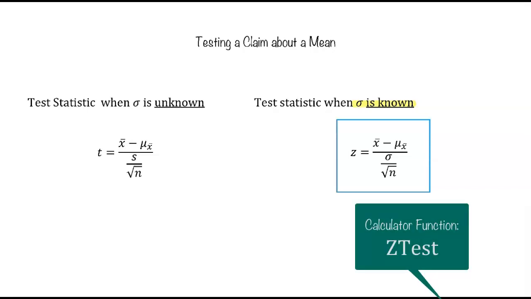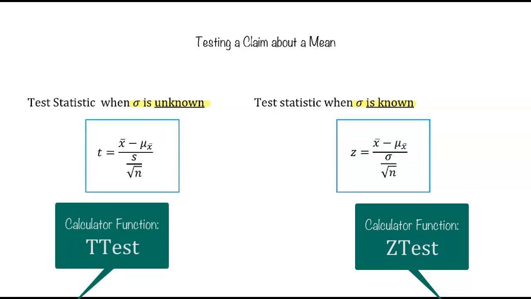A more common scenario is that we do not have a value for the population standard deviation. That is, sigma is an unknown value. In that situation, our test statistic is a t-value, and we calculate it using this equation. We can also find it by using the calculator function t-test.